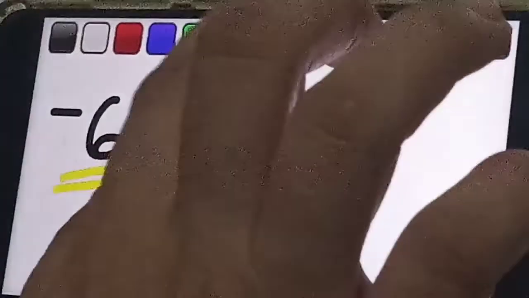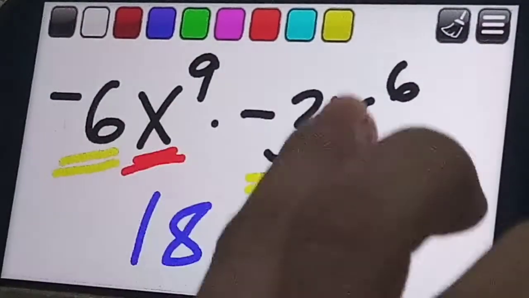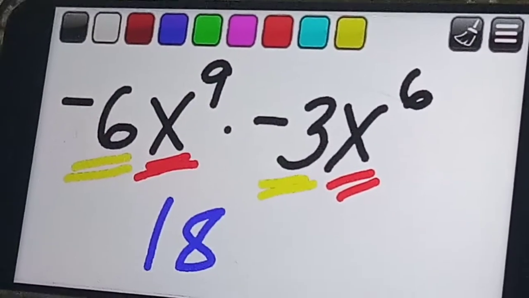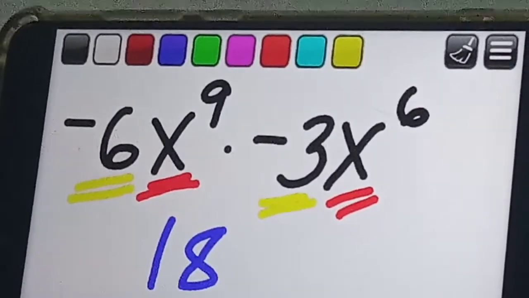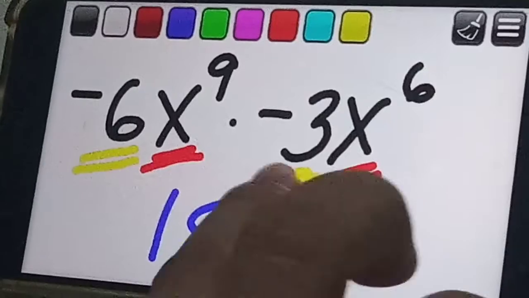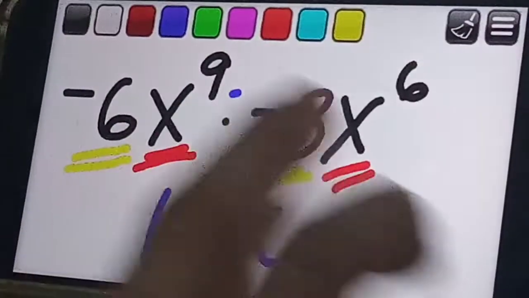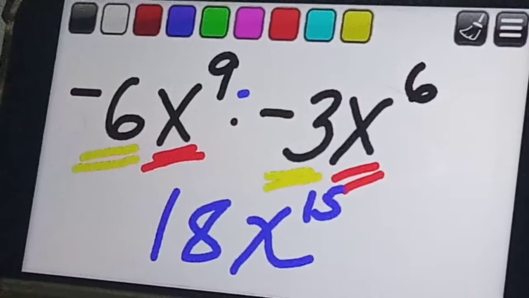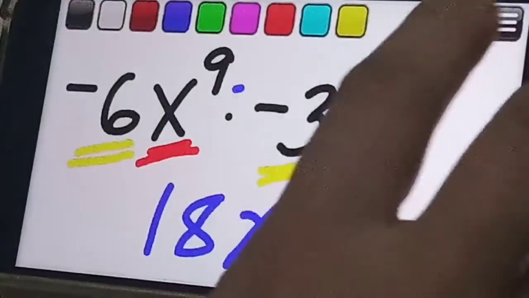And this time, you can see they have the same bases. x and x, they are the same. All you need to do is add the exponents. So it will give you x raised to the 9 plus 6, and the answer is 15. There you have it. This is the first law of exponent. Before we proceed to the second law of exponent, I want you to think of this example.